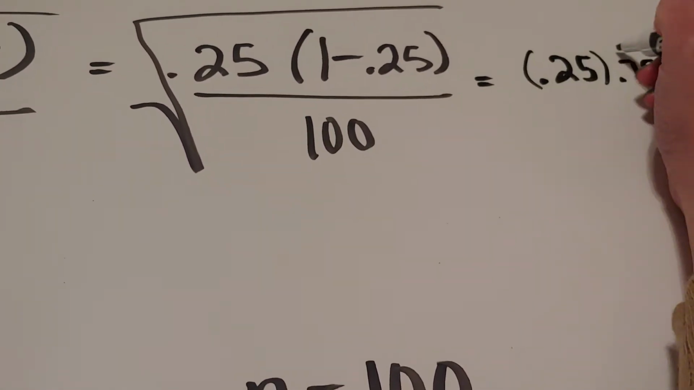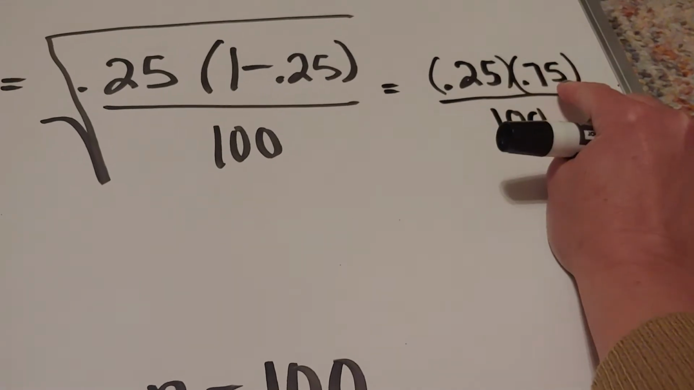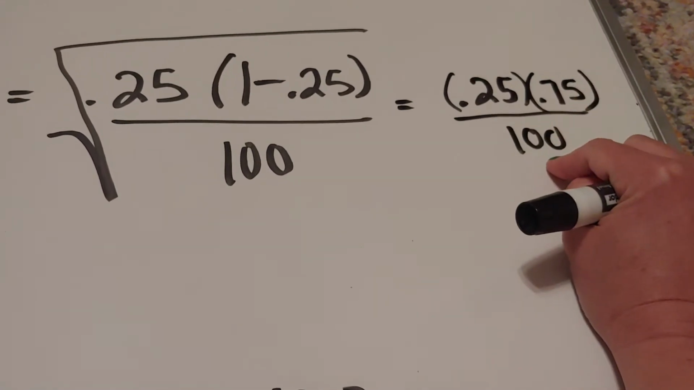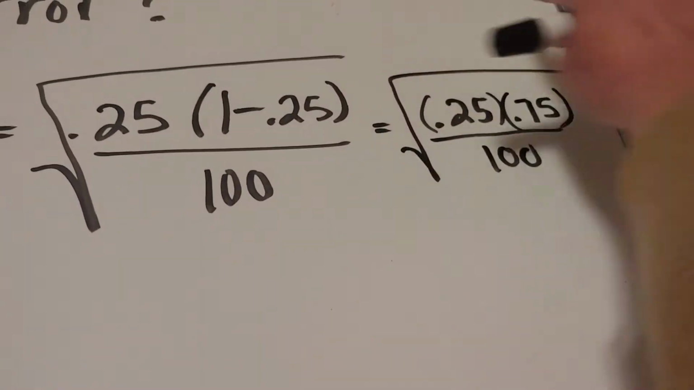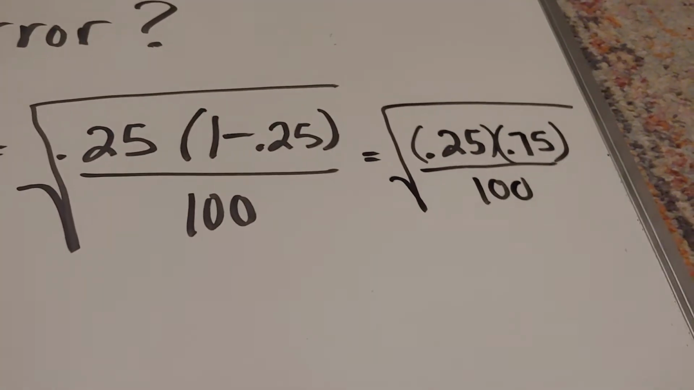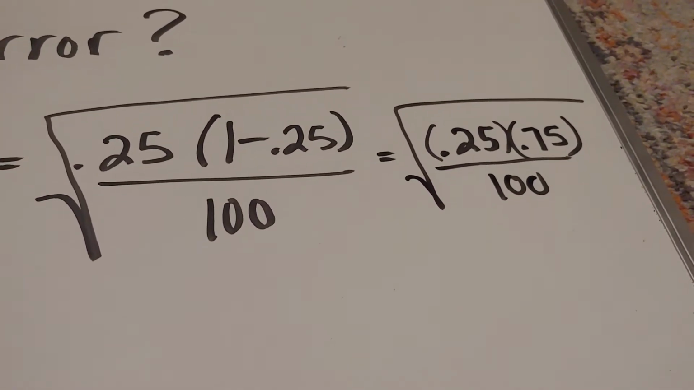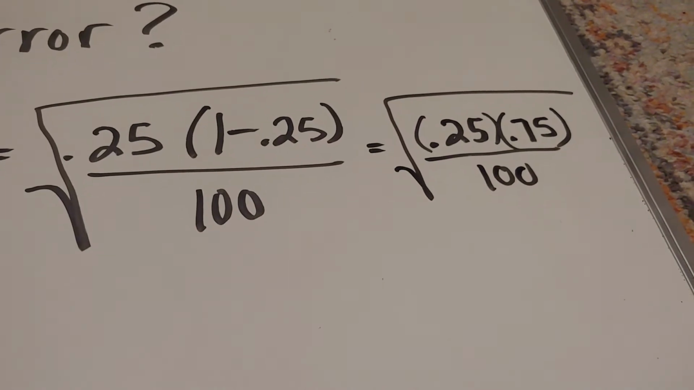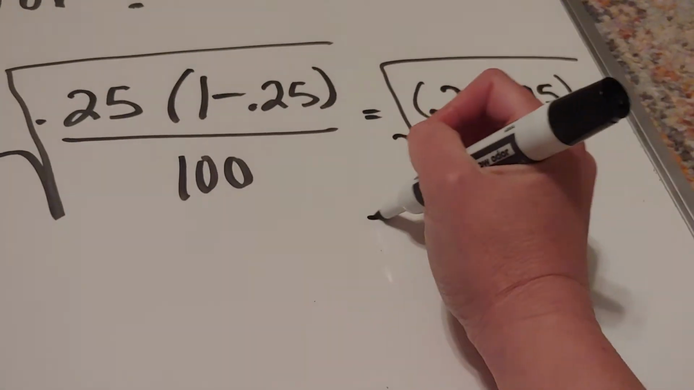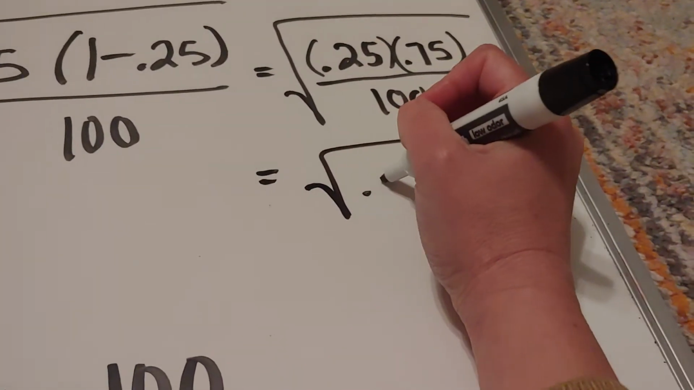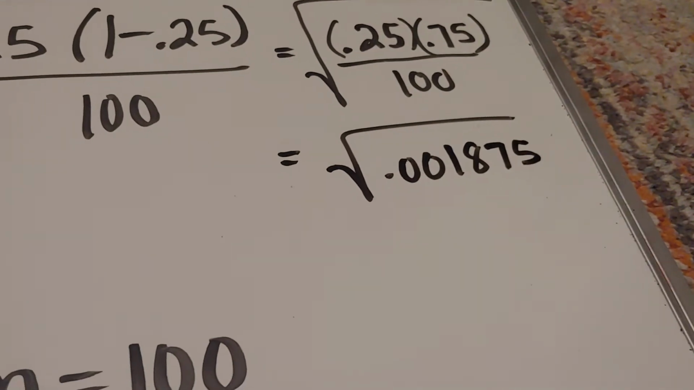So in our calculator, we are going to take 0.25, times it by 0.75, divide it by 100, and then take the square root. So multiply, divide, and then square root last. Okay, what you get is the square root of 0.001875.